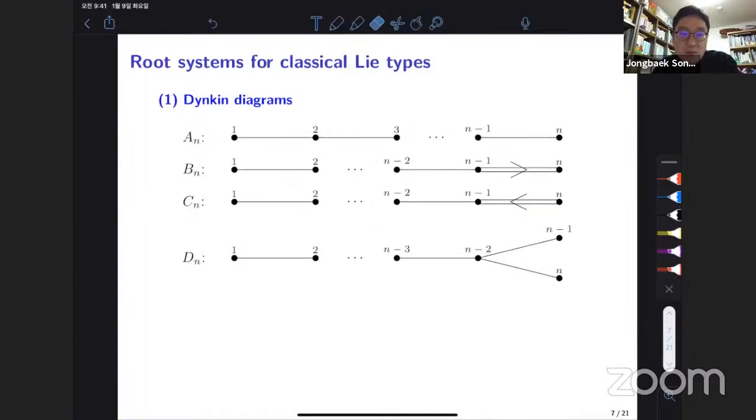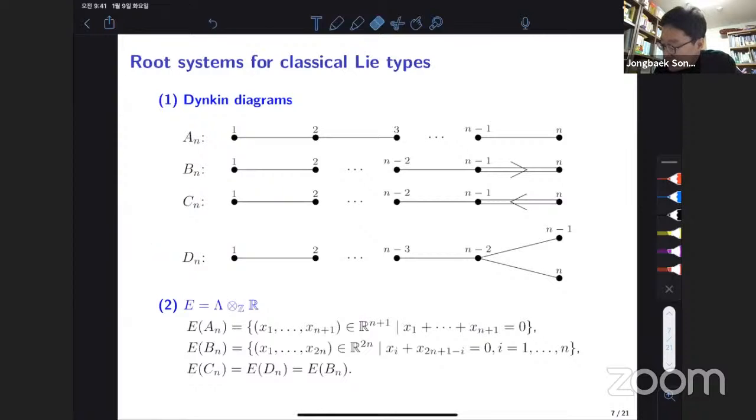In order to understand this weight polytope, we have to study a little bit about the root system. Let me just review the classification of root systems. I'm just looking at the classical Lie types. A root system is classified by the Dynkin diagram. In order to define a root system, I have to have some vector space. In type A, I take an n-dimensional subspace in R^{n+1} given by this equation. And in types B_n, C_n and D_n, I take an n-dimensional subspace in R^{2n} given by these equations.